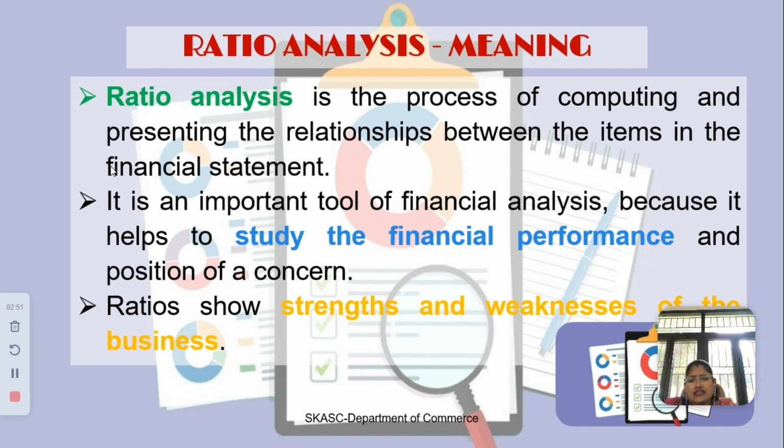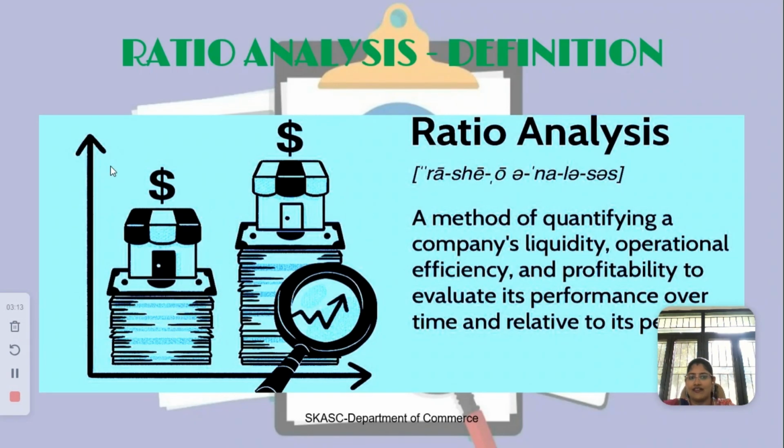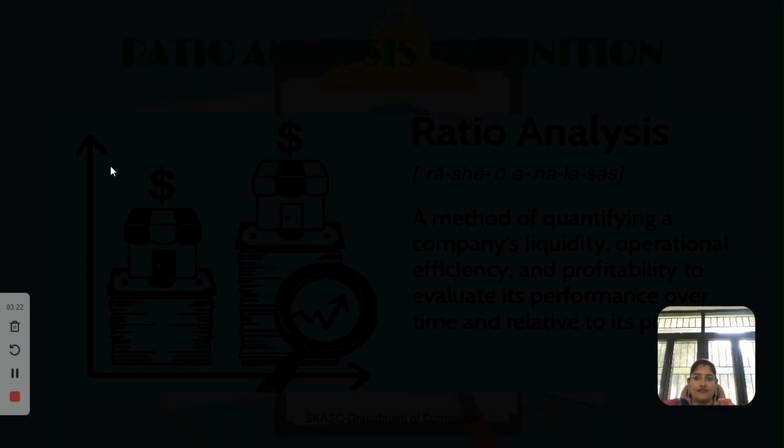Next, how is ratio analysis helping you as a tool of financial analysis? You're studying the financial performance as a management accountant. You're guiding the management to take decisions. Yeah, right. You're giving an impression, or you're giving information relating to the financial position of the company. What are the strengths and weaknesses of the business, right? So it quantifies the company's liquidity. What is the operational efficiency and profitability to evaluate the company's performance?